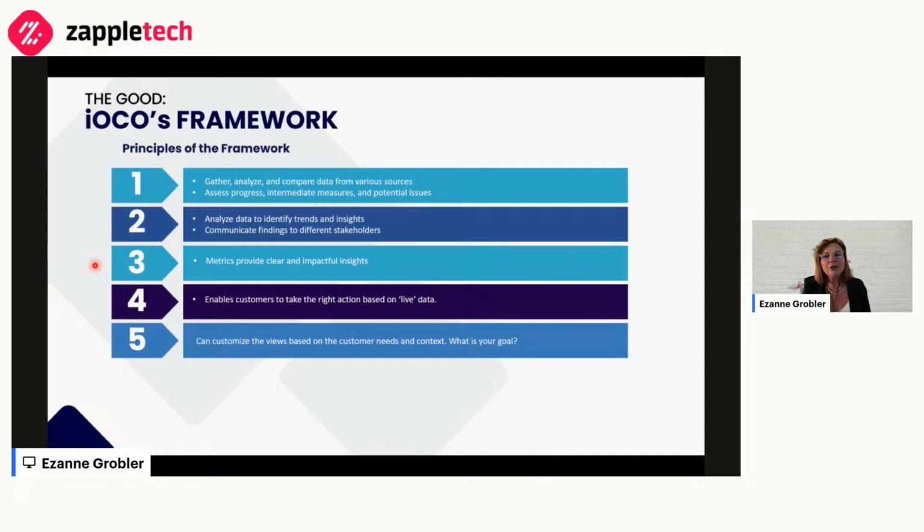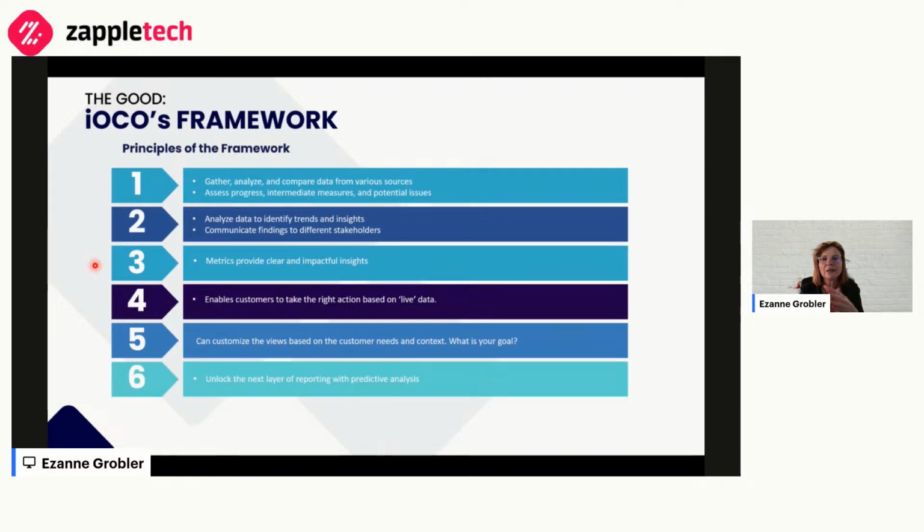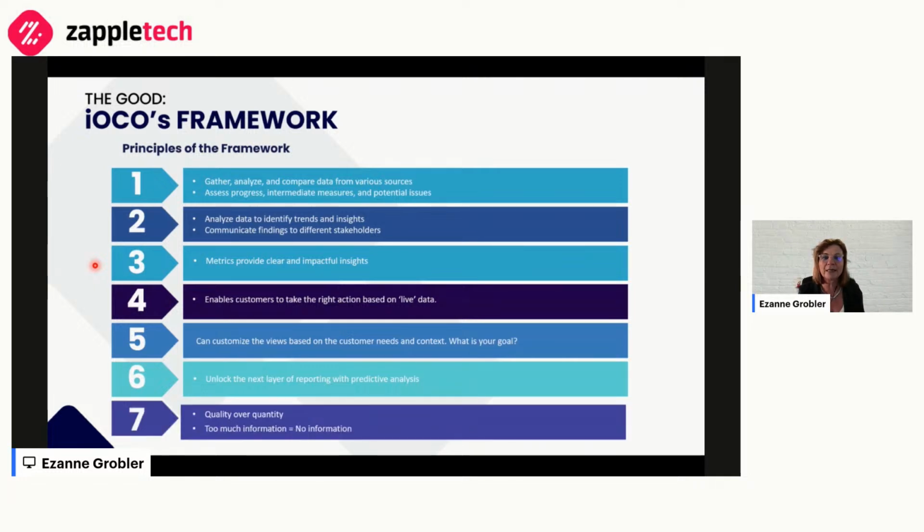You need to be able to customize your views. You constantly need to be able to pivot because you've got different stakeholders and they actually want to see different things. That was an important thing as well. And then ultimately unlock this framework for you to get to predictive analysis.